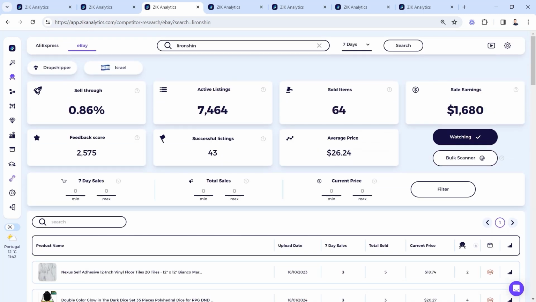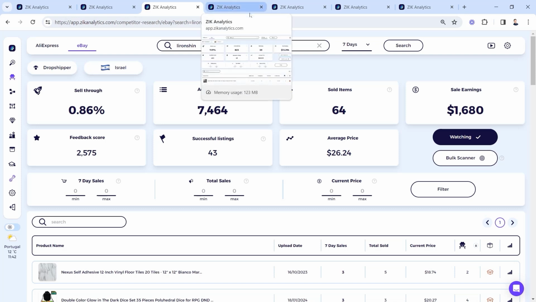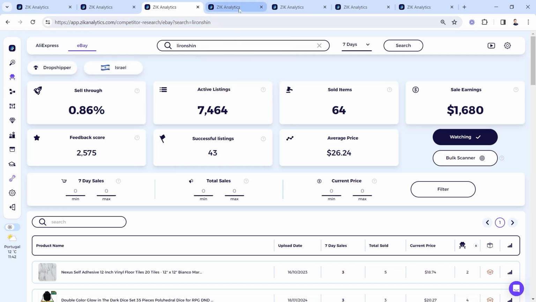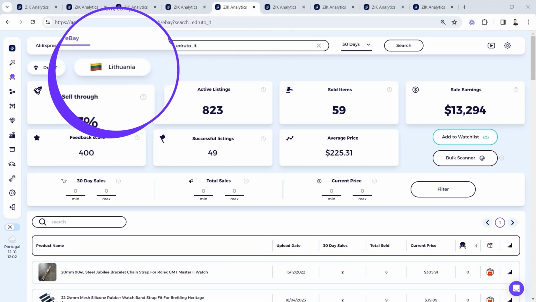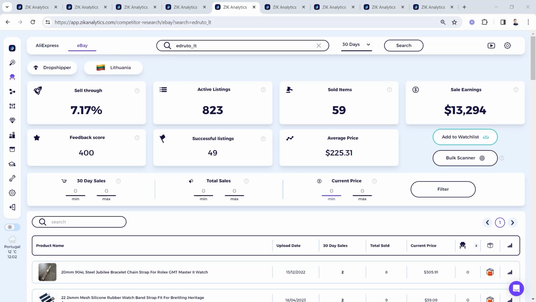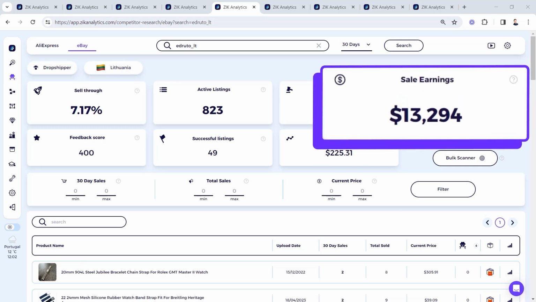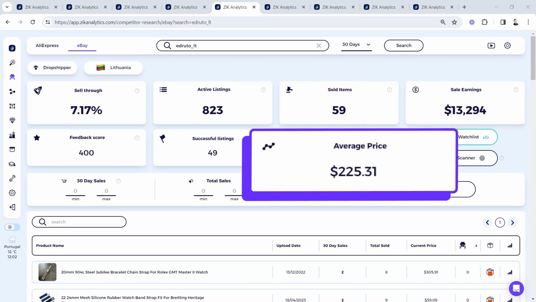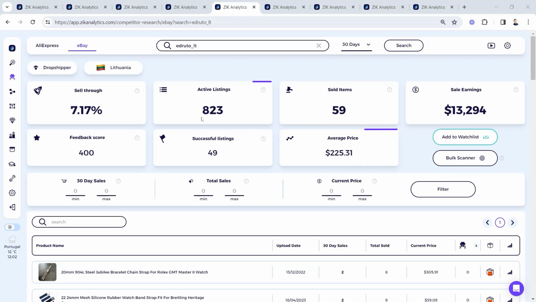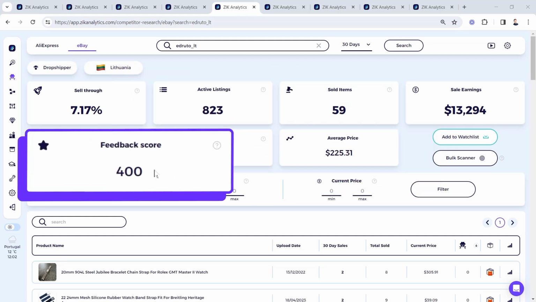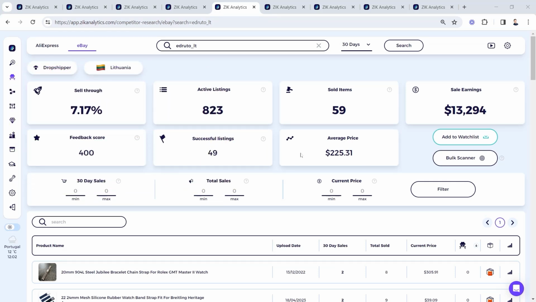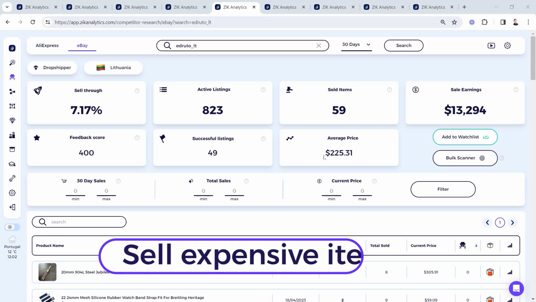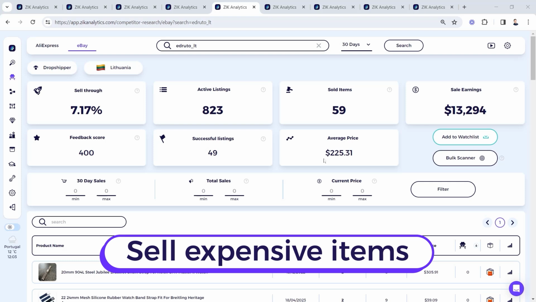Now, I'm going to give you another example for sellers who use AliExpress, and they also have different selling strategies. So let's start with this seller here, this Lithuanian dropshipper. He uses AliExpress. And take a look at the interesting stats. $13,000 in revenue, $225 average selling price, 823 active listings, 400 feedbacks, 7% sell-through rate. So this is very interesting, right? Pretty clear that this guy's selling strategy is selling high-ticket items, expensive items.